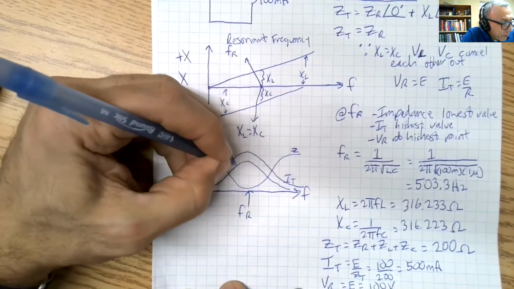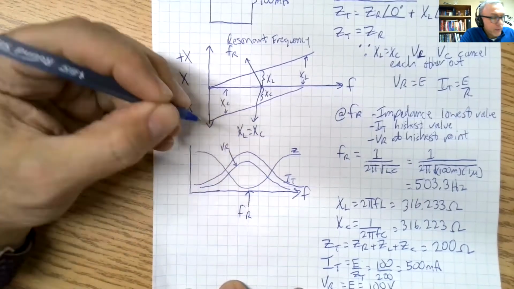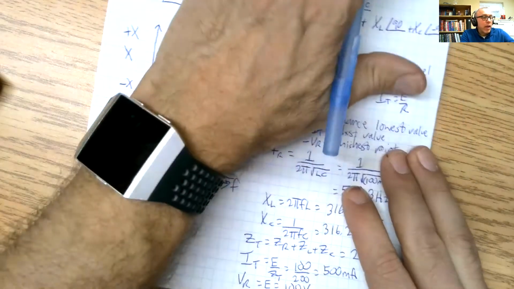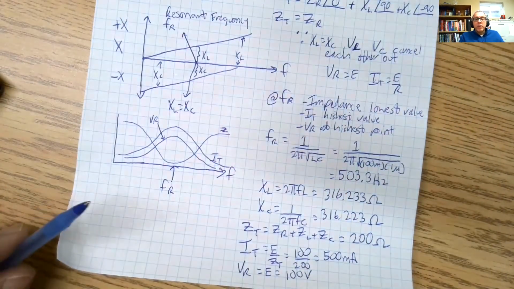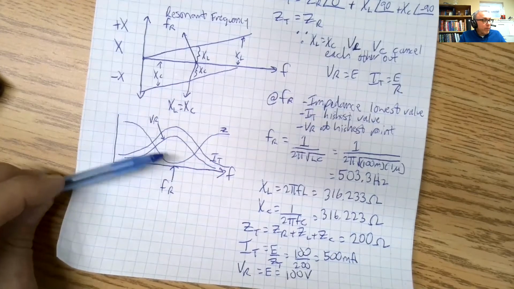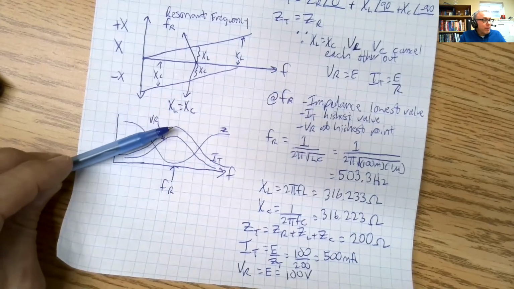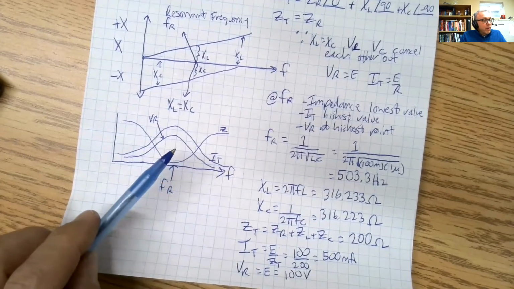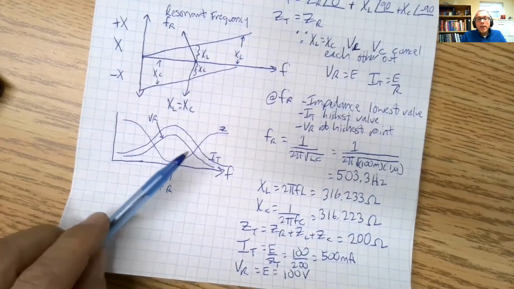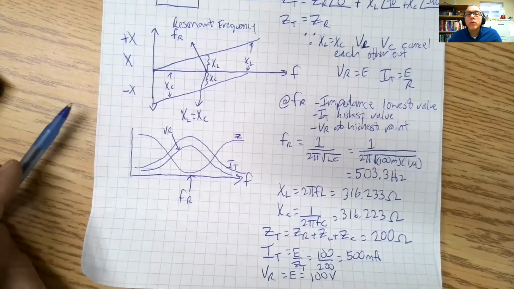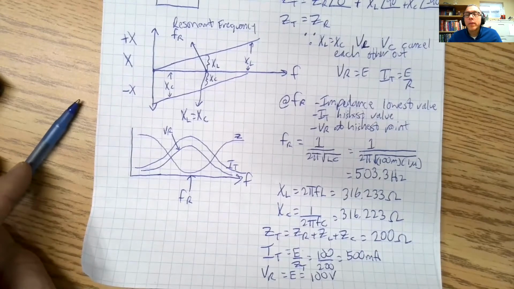Now, what happens is as you approach resonant frequency, Z is dropping, VR is going up, and IT is going up. And then after you pass resonant frequency, you'll notice that Z is going back up again, and VR and IT are going down. All right, so we're going to have a short little demo on that.